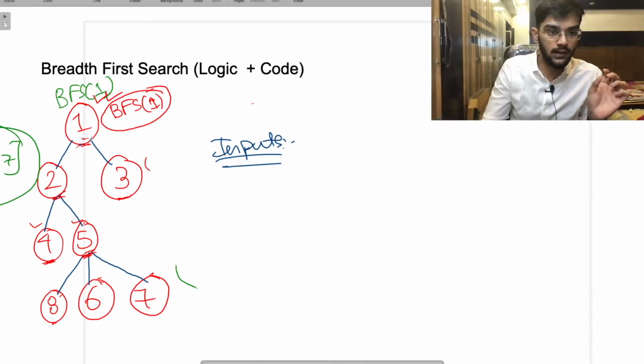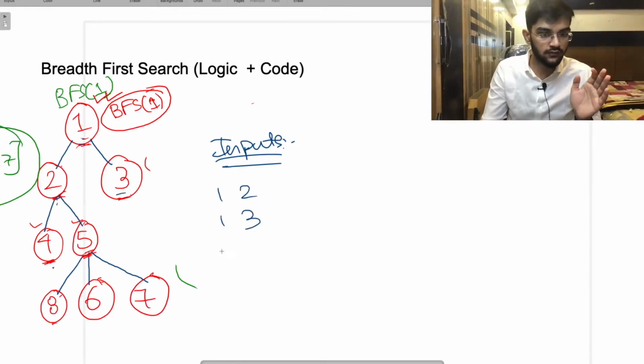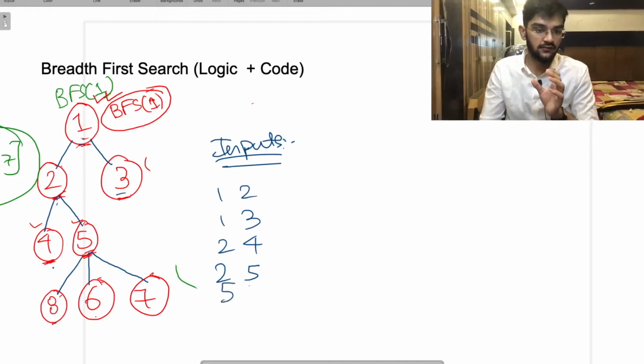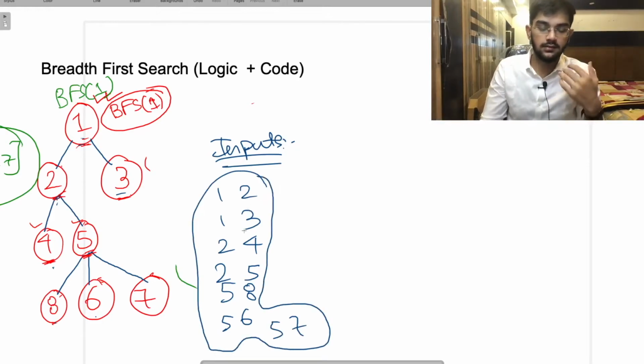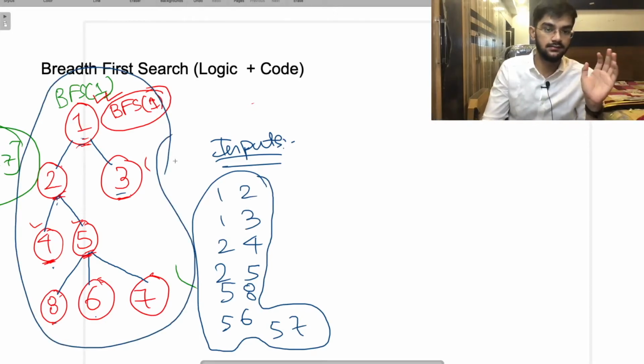I'll have 1 to 2 and 1 to 3, because that's where the edges are going. I'll have 2 to 4 and 2 to 5. Then I'll have 5 to 8, 5 to 6, and 5 to 7. These are all the valid inputs which I'm going to input in my program to have this graph internally.